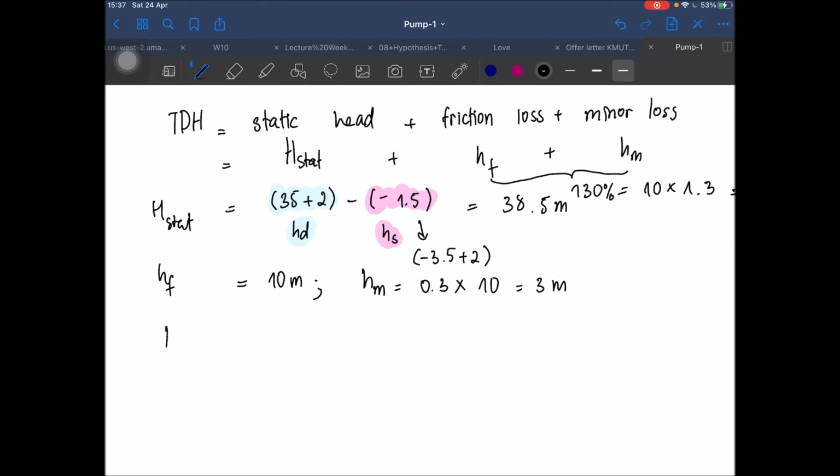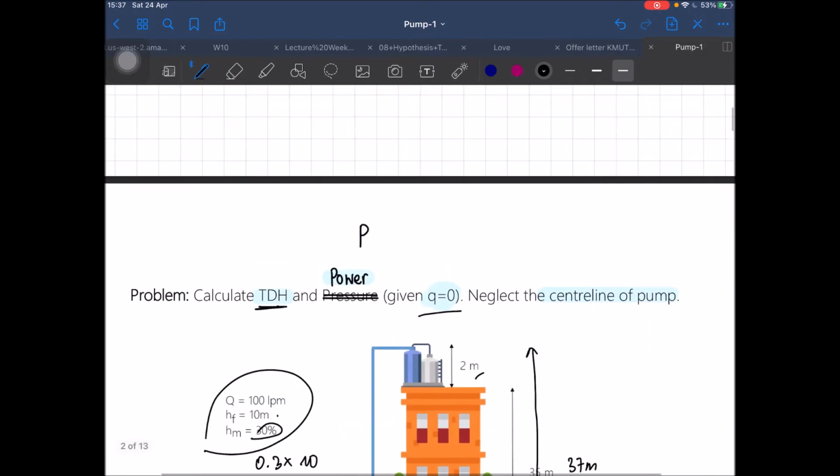We can find the TDH. Don't forget TDH stands for HT, the capital HT. So TDH equals 38.5 plus 10 plus 3, which equals 51.5 meters for the TDH. So now we have come to the end of the first question.